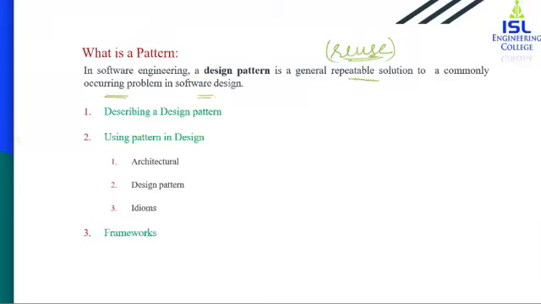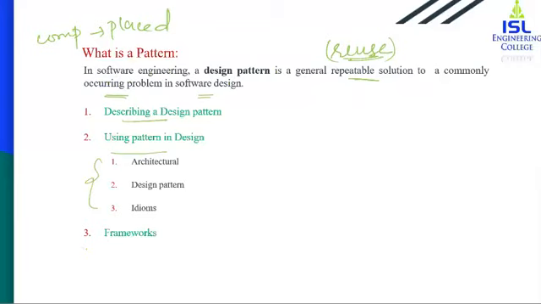Now, within the software design also, you're going to identify what are the different components, how these components need to be placed, what should be the relationships. That is also the same thing. So you're going to focus upon how these patterns are going to be reused, how these components are going to be placed within the software. Now, within this pattern, you're going to have 3 different things. That is how you're going to describe a design pattern, using a pattern in design, and patterns and frameworks.